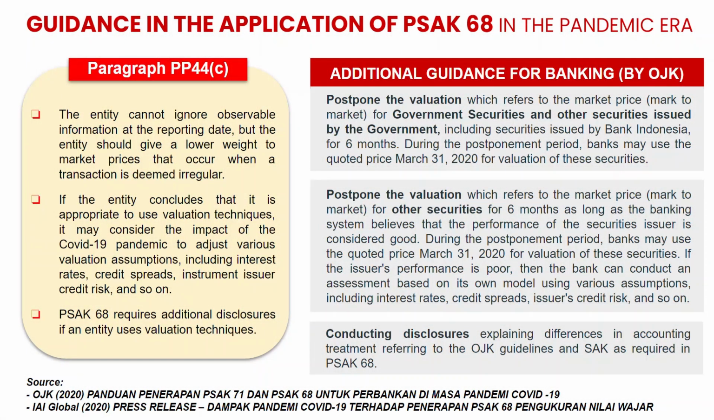Understanding this issue, PSAK 68 includes guidance in paragraph 44C for an entity that doesn't have sufficient information to conclude whether the transaction is orderly or not. The paragraph states that the entity cannot fully ignore observable information in the market, but the entity should give a lower weight to the market prices that occur when a transaction is deemed irregular.